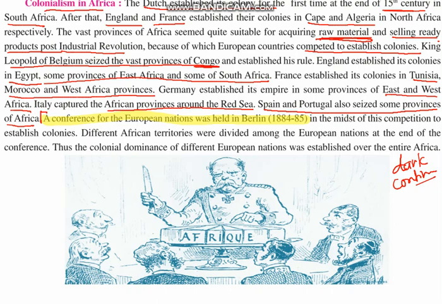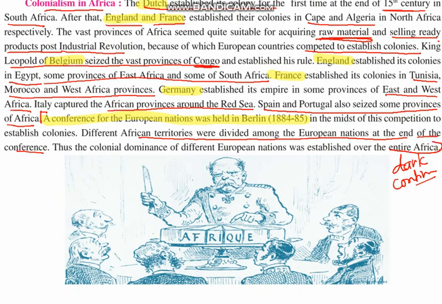In the midst of this competition, you might have seen that different nations, the Dutch, England, France, then Belgium, then England again, then France, Germany, all started acquiring parts of Africa, but there was a competition between them. So what did they do? They decided to rob Africa in a planned manner, and that's why they had a meeting in Berlin. In the midst of this competition to establish colonies, different African territories were divided among the European nations at the end of the conference. Thus the colonial dominance of European nations was established over the entire Africa.